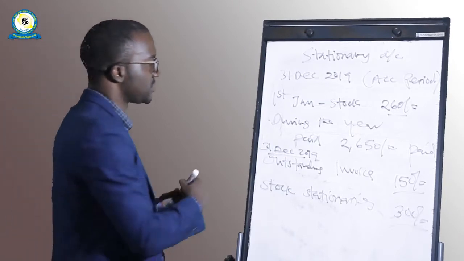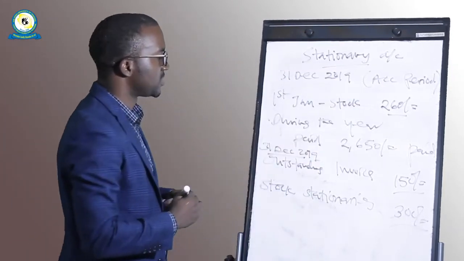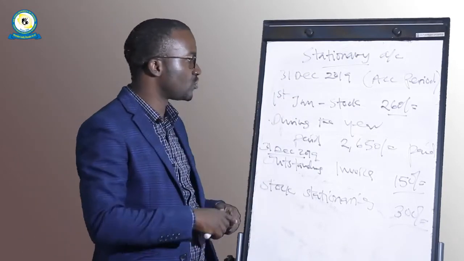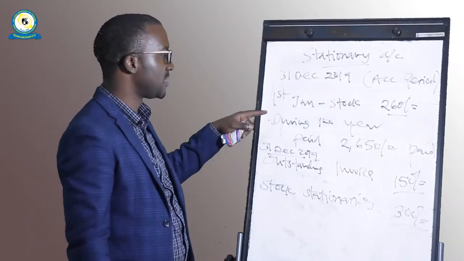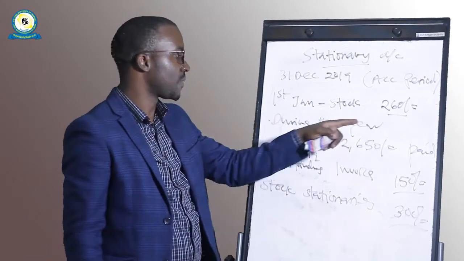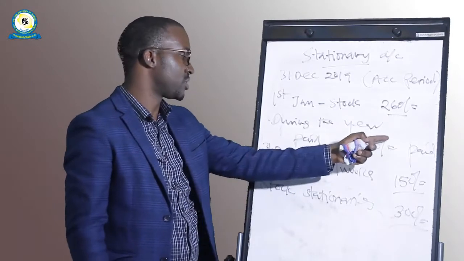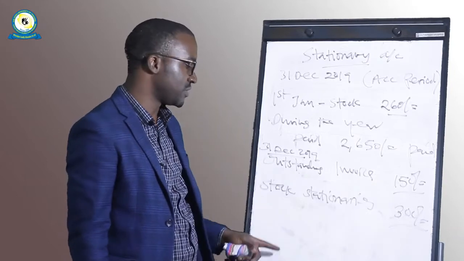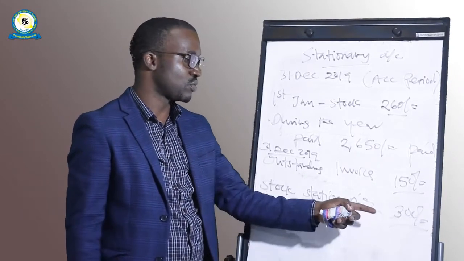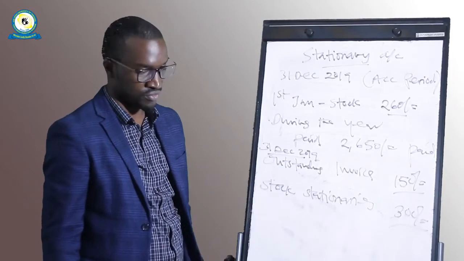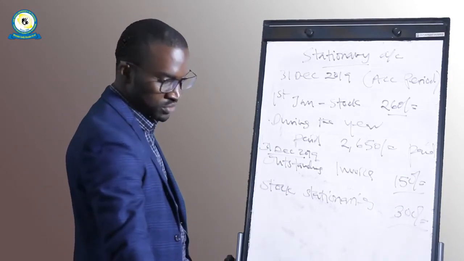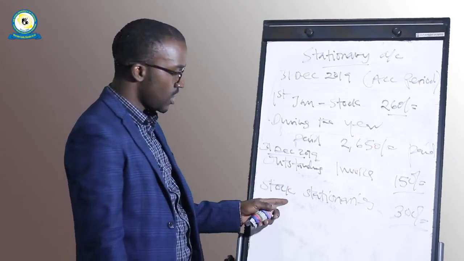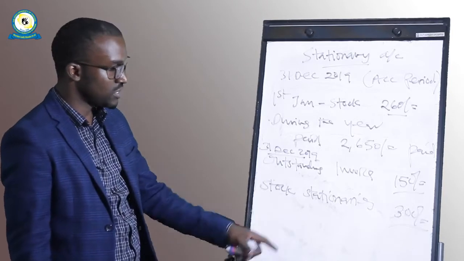I've tried to summarize here. This is our stationery account. We have an accounting period that runs to 31st December 2019, but at the start of the year we had a stock of 260, and then during the year we paid this amount for stationery. But at the end of the year we have an outstanding invoice of 150, and we also have a stock worth 300. Okay. Now let us see the accounting treatment, because from that point we have elements that need adjustment.